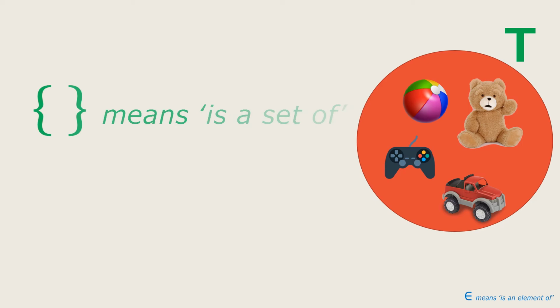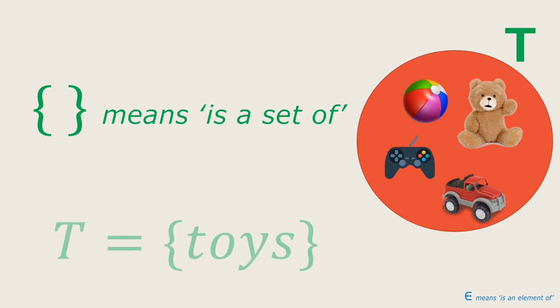The curly bracket means is a set of. That is why when we are listing elements or describing elements of a set, we enclose them inside of curly brackets to signify is a set of. We can also say the set T equals the set of, which is the curly brackets, toys.